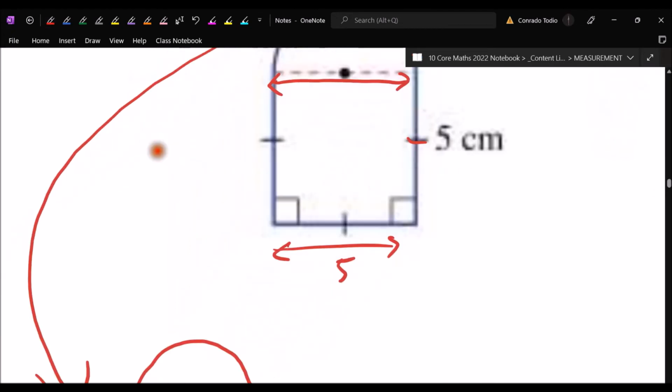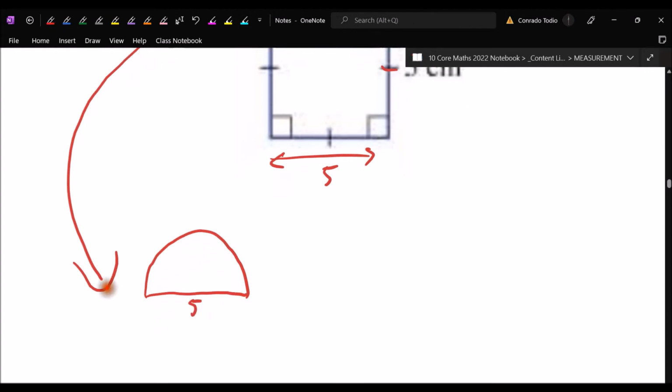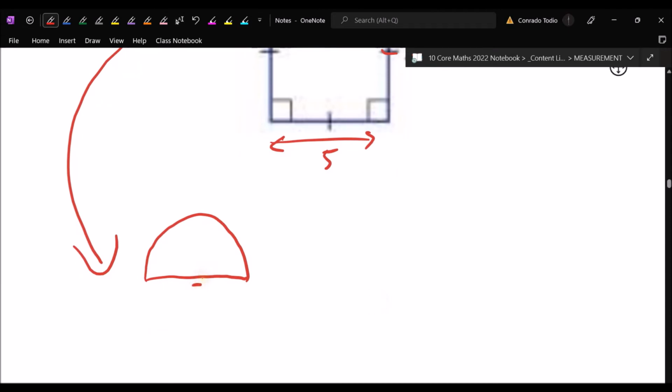Now that's not actually the radius of the circle yet. The full length of this semicircle is 5. But if you want the radius, which is only half of it, Junior, what's half of 5?